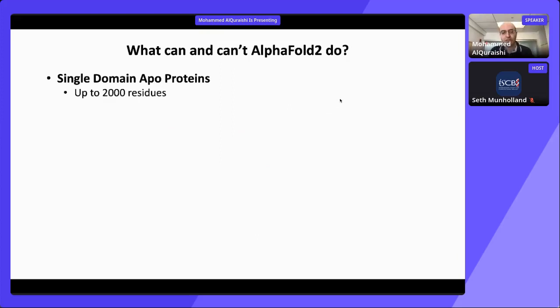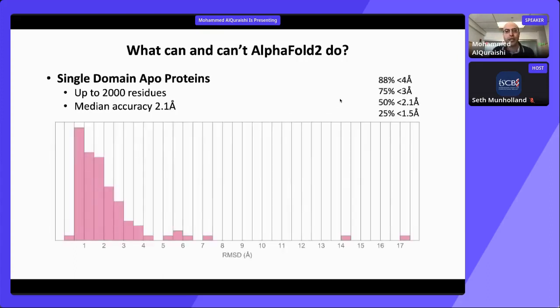In principle, it can handle up to several thousand residues, but obviously, given that they're single domains, they're not usually that big. And here it achieved a median accuracy of about 2.1 angstroms. Here you can see the distribution of all its error. So half the time was about 2.1 angstroms. Up to about 90% of the time, it was well within 4 angstroms, which is pretty impressive.